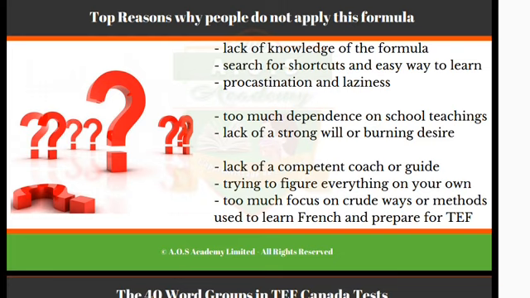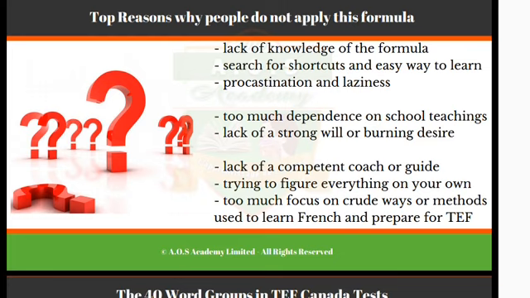Three, the procrastination and laziness attitude of students, procrastinating about learning language or being lazy about putting in the time, the effort, and the energy to learn the French language. Four, too much dependence on school teachings. You depend so much on what the school is giving you that you don't do your own extra studies while you are at home or in your office. Five, lack of a strong will or burning desire. You just don't have that zeal to learn the language.